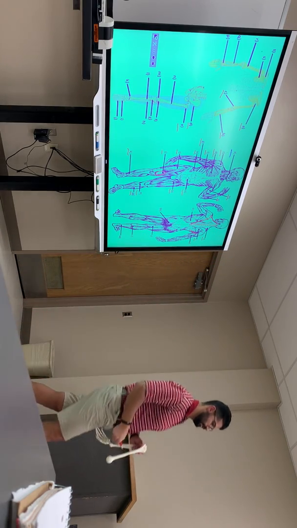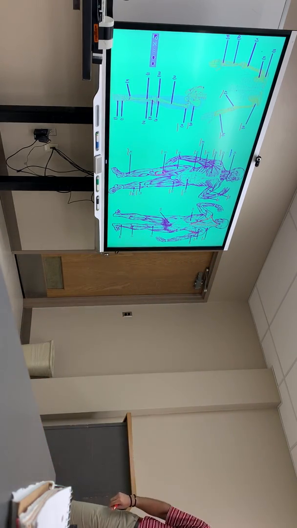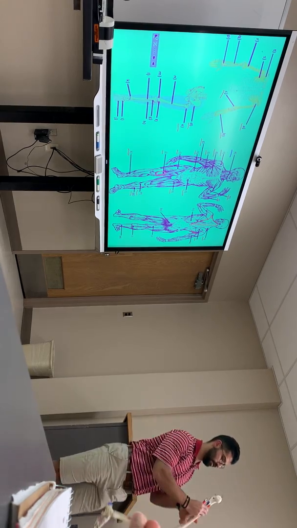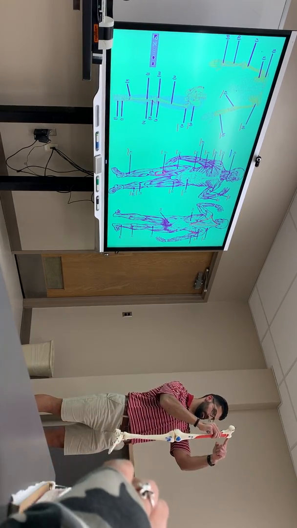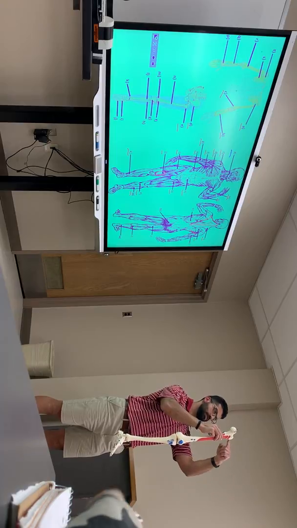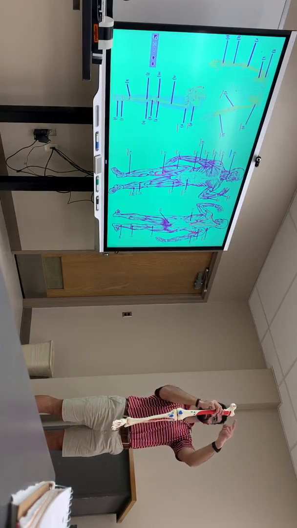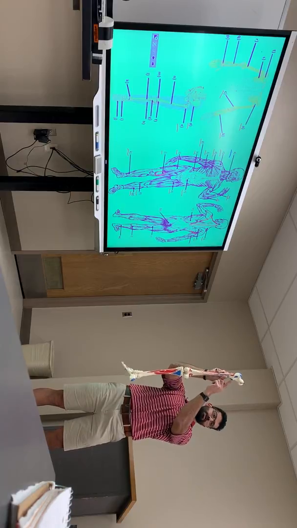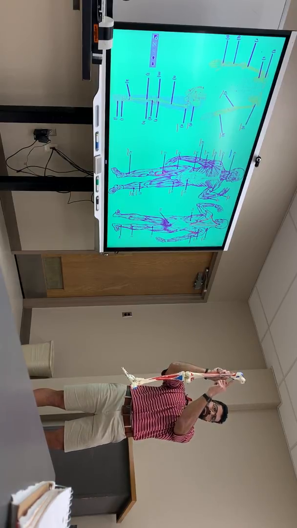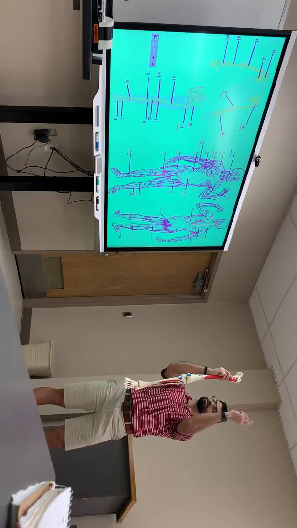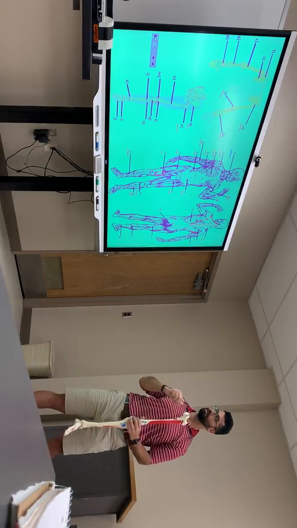What is E? Neck of femur. Greater trochanter. Good job. Greater what? Greater trochanter. Remember greater trochanter and lesser trochanter at the proximal part of the femur. So greater trochanter.